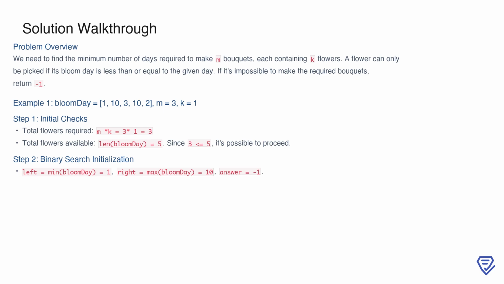For example, with the bloom days 1, 10, 3, 10, 2, m equals 3, and k equals 1, we need a total of m * k, which is 3 times 1 equals 3 flowers, to form the bouquets. Since there are 5 flowers available, which is greater than or equal to the required 3, it's feasible to try solving this. To efficiently find the solution, we initialize binary search. The search range is set between the minimum bloom day, which is 1, and the maximum bloom day, which is 10. Initially, the answer is set to -1, indicating that no solution has been found yet.